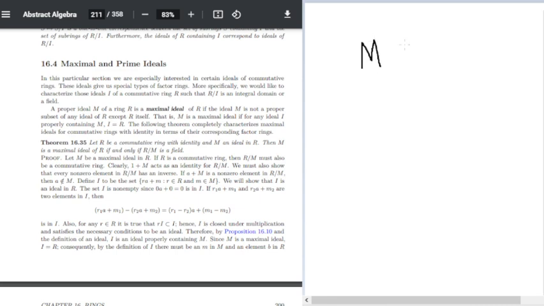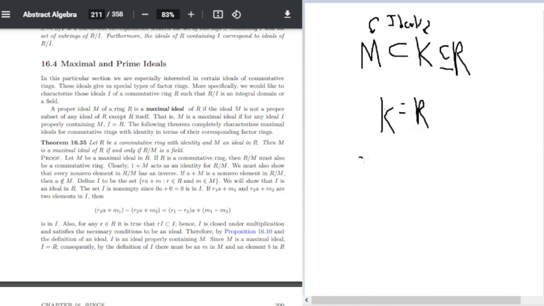So basically, a maximal ideal M is defined by this. If M is a proper subset of K, where K is an ideal, and if we have this, then K is equal to R. That is what implies M is maximal.